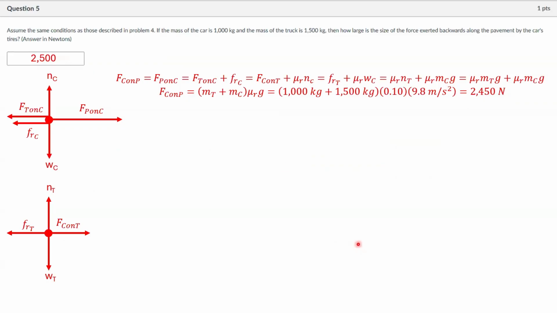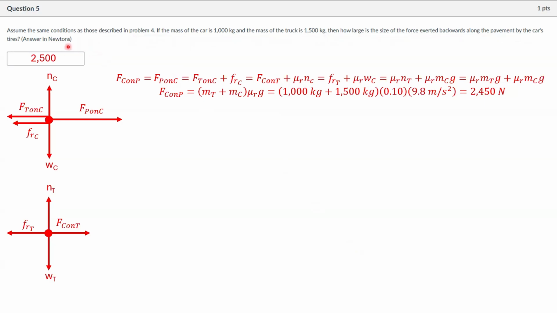Question 5. Assume the same conditions as those described in problem 4. If the mass of the car is 1,000 kilograms and the mass of the truck is 1,500 kilograms, then how large is the size of the force exerted backwards along the pavement by the car's tires? Okay, and we're going to answer in Newton.